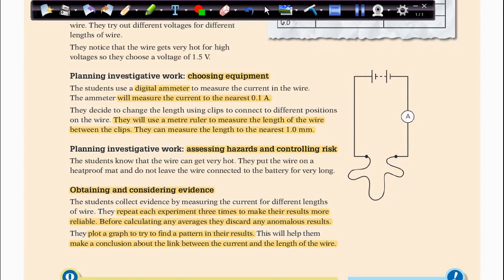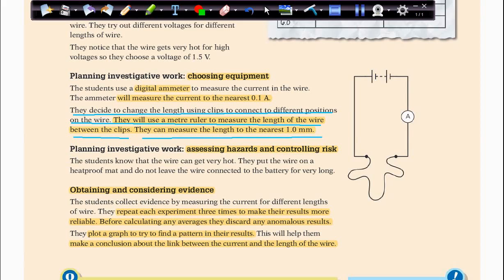They decide to change the length using clips to connect to different positions on the wire. They will use a meter ruler to measure the length of the wire between the clips. They can measure the length to the nearest 1 millimeter. So this is the equipment they want to use. They choose to use a 1.5 volt battery, a meter ruler, and a digital ammeter.